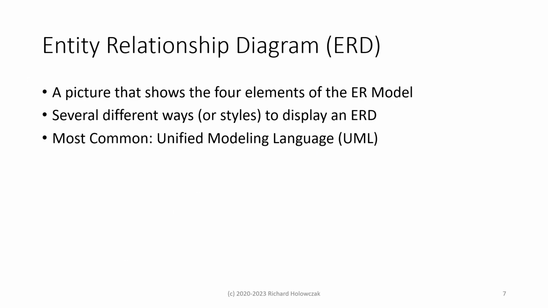It is very typical that we will display our entity relationship model with an entity relationship diagram. And you'll sometimes see this abbreviated as ERD, Entity Relationship Diagram. It's basically a picture that is going to show those four elements of entities, attributes, identifiers, and relationships of the ER model. There are quite a few ways or styles that we could use to display an ERD. Depending on which database textbook you use, you could see a variety of different styles. One of the most common is a diagramming style called the Unified Modeling Language, or UML. And that's the style that we'll follow through the rest of this tutorial.